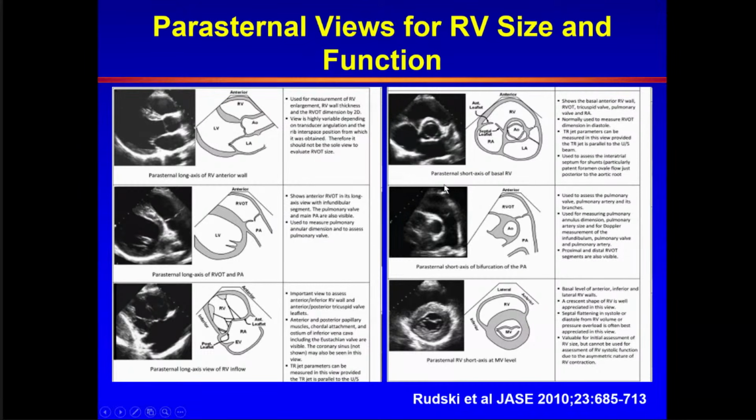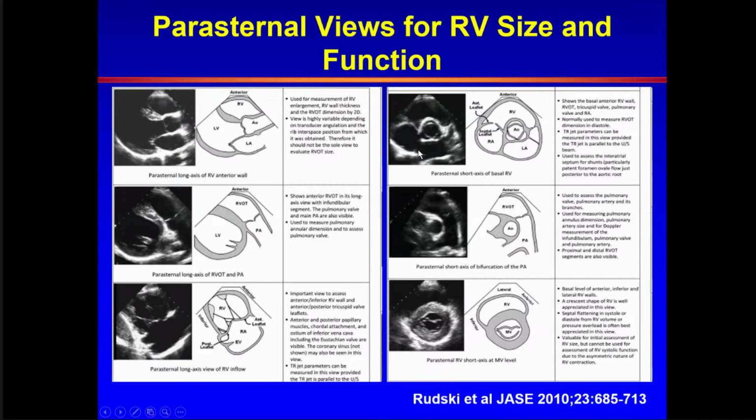We have short axis views likewise. So we talked about three parasternal long axis views. We're talking here about three parasternal short axis views. The first one is at the level of the heart base. It gets you the aortic valve, the pulmonic valve, the tricuspid valve, both atria. And you can do a measurement here for the distal region of the right ventricular outflow tract. It's a linear measurement, and the upper limit of normal per the American Society of Echo guidelines is 27 millimeters.